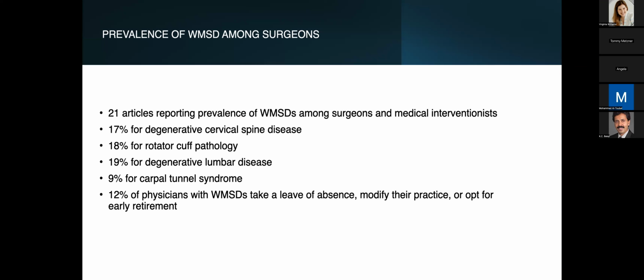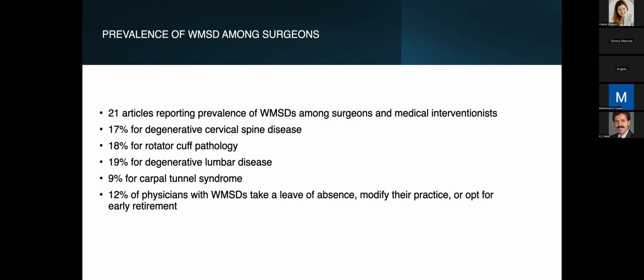A systematic review and meta-analysis evaluated 21 articles reporting prevalence of WMSDs among surgeons and medical interventionists, with the majority, I think, from general surgery, urology, and gynecology. But what they really showed is a pooled prevalence around 17% for degenerative cervical spine disease, 18% for rotator cuff pathology, 19% for degenerative lumbar disease, and 9% for carpal tunnel syndrome.